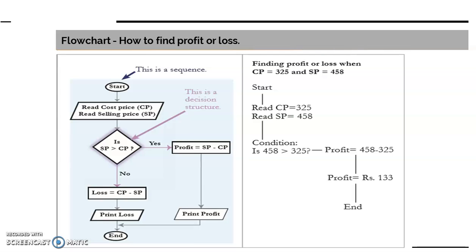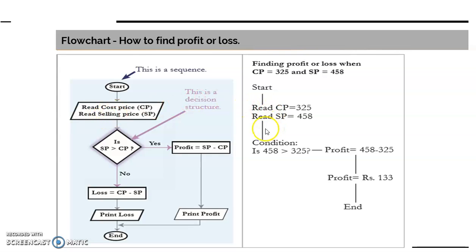So let's start. The first thing you need to do, in any flowchart, the first shape is your ellipse shape, in which you have written start. That indicates the starting of your flowchart. Then next thing we need to do is read your CP. That means read your cost price and read your selling price. So over here we are reading the input values. That means I have to use a parallelogram in which I have written read cost price, read selling price.